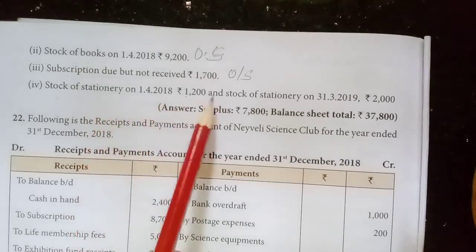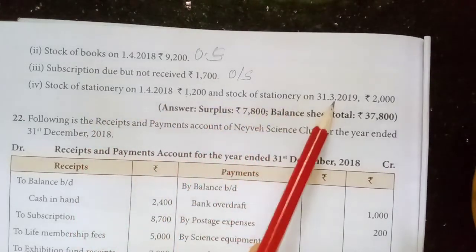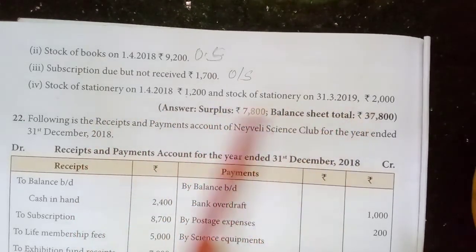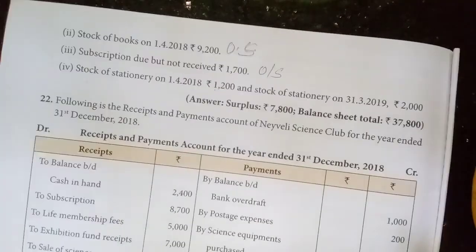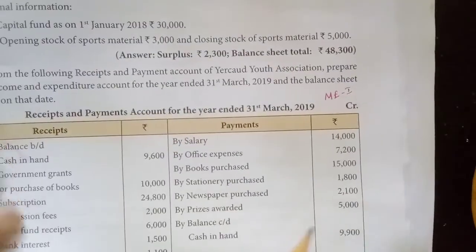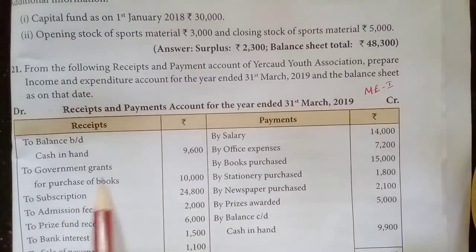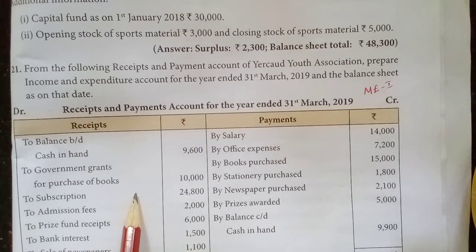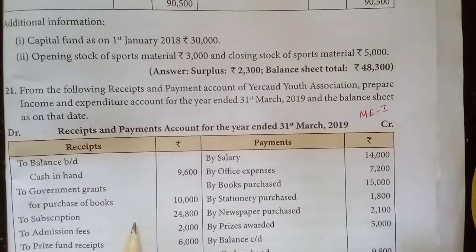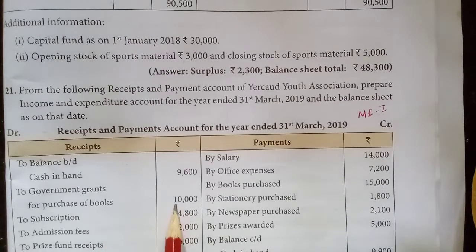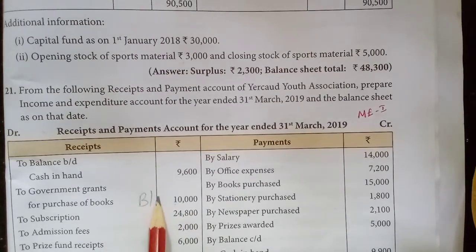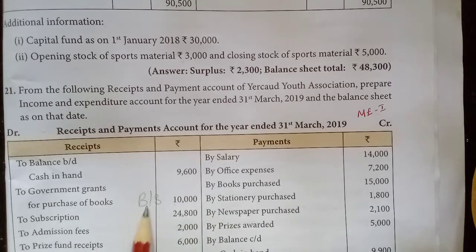Then stock of stationery 1,200. This stock of stationery is the closing one. Then this one is opening. So along with the stationery we need to do the adjustment. Need to add the opening stock, deduct the closing stock. Here in this item, any doubt you have, all this one, government grant for purchase of books. It is a youth association, so we can treat this as capital expenditure in the balance sheet. Okay, that is the only new item.